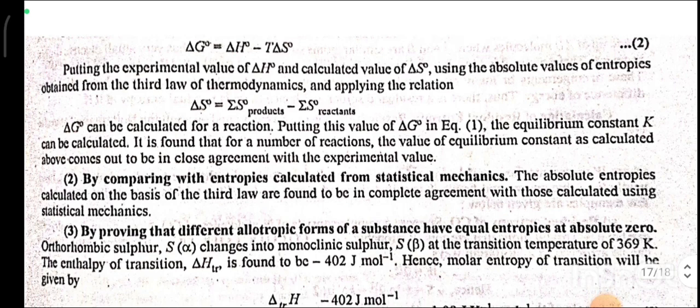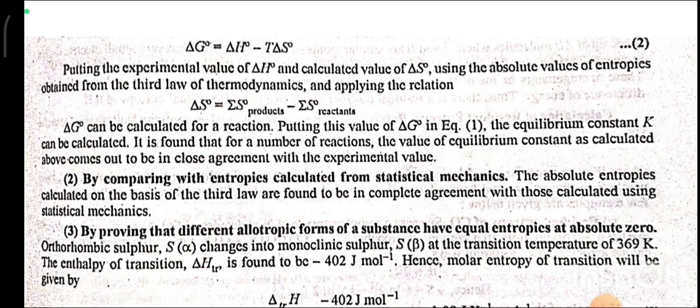Putting the experimental value of delta H naught and the calculated value of delta S naught using the absolute value of the entropy obtained from the third law of thermodynamics and applying the relation delta S naught is equal to summation of delta S naught of products minus delta S naught of reactants, delta G naught can be calculated for the reaction, putting this value of delta G naught in equation number 6.